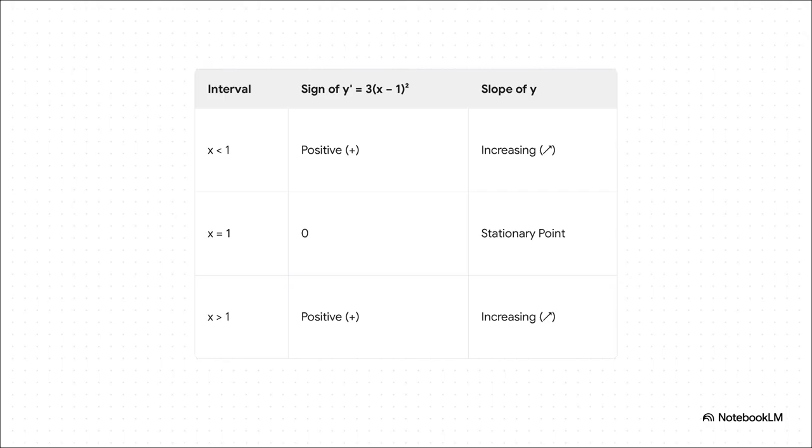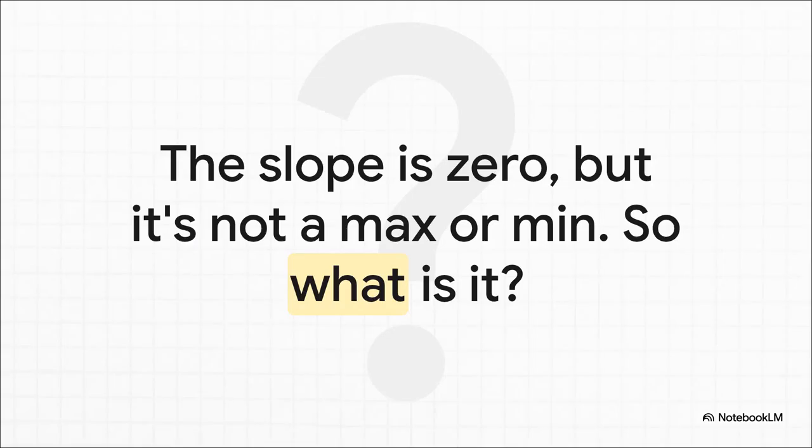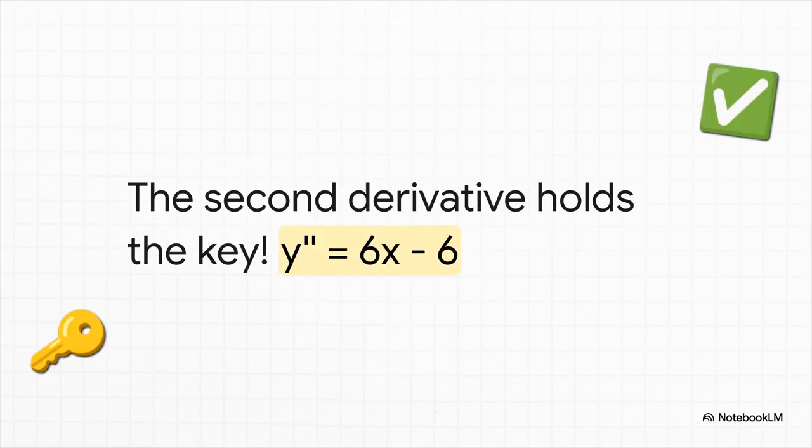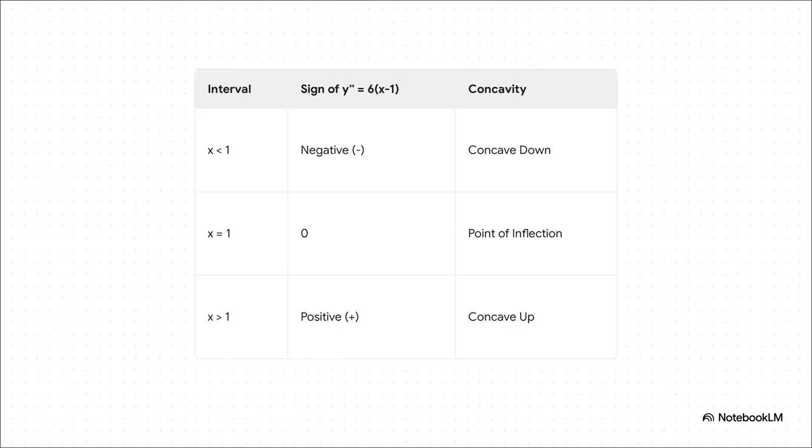So this leaves us with a puzzle, right? We have a stationary point, a flat spot, but it's not a peak and it's not a valley. The first derivative alone can't tell us what's going on. So what in the world is this point at x equals 1? You know it. The second derivative is here to solve the mystery for us. Let's take the derivative of our first derivative, and we get a nice simple y double prime equals 6x minus 6. Let's run our test.